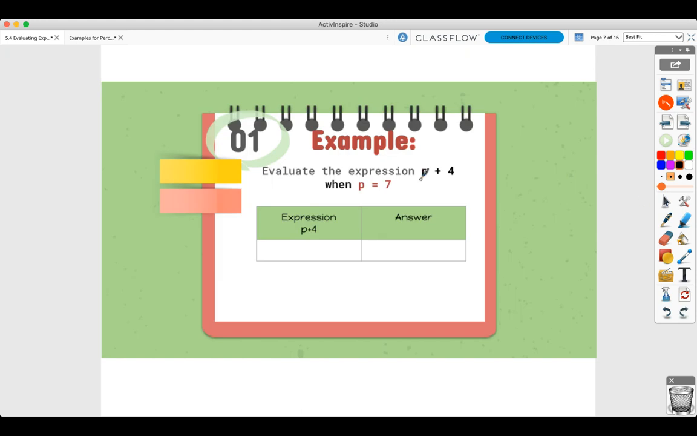Evaluate the expression p plus 4 when p equals 7. What you always want to show, and I know you can do this mentally, is the substitution part of it. What that means is that p equals 7, so it's going to be 7 plus 4, and that gives you 11.